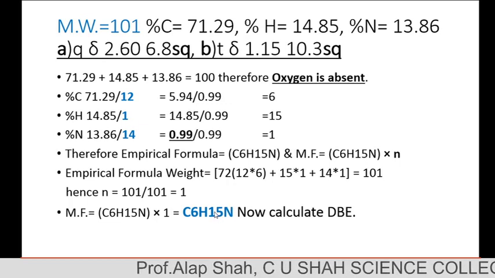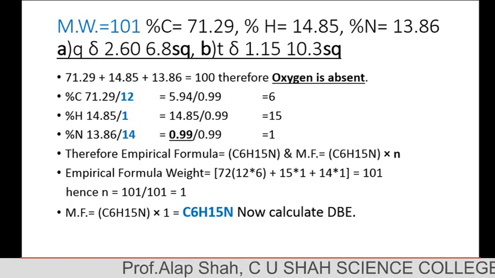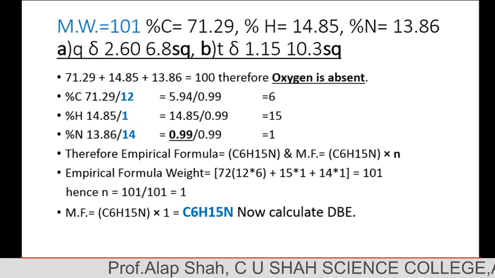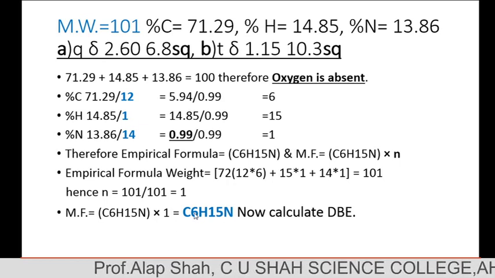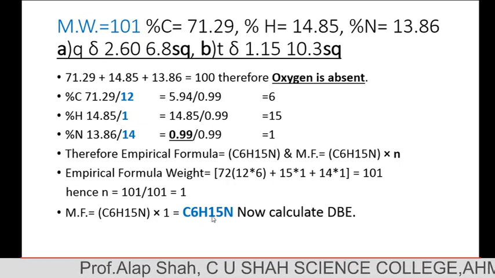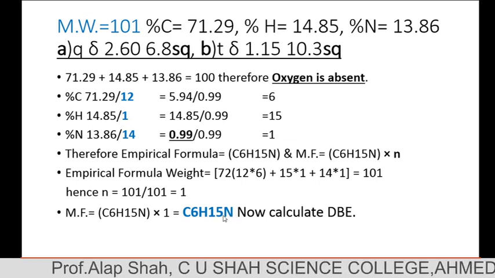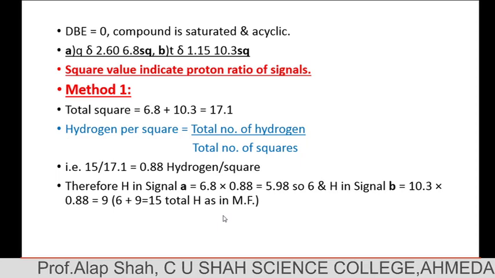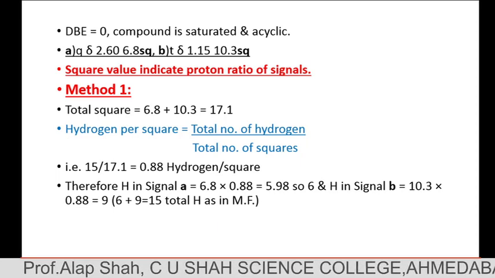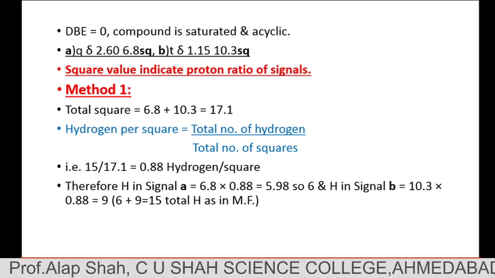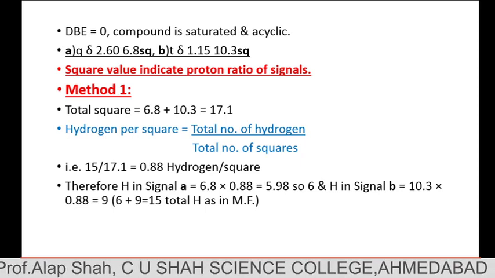Now let us calculate the DBE first. What is the DBE? This formula contains nitrogen. So 6 plus 7 minus 15 minus n, that is, 1 by 2. So the DBE value is 0. And 0 means our compound is saturated as well as acyclic.